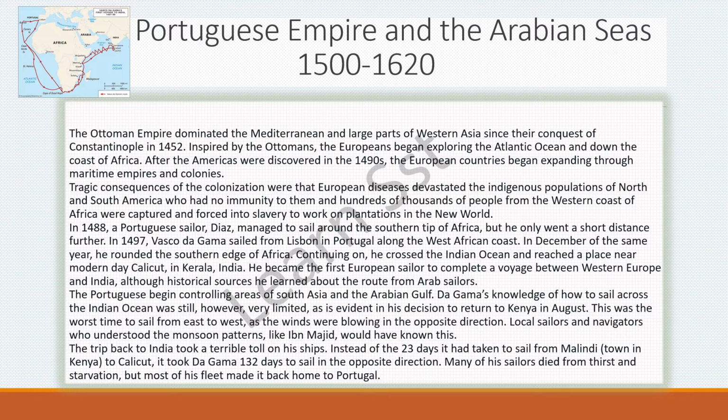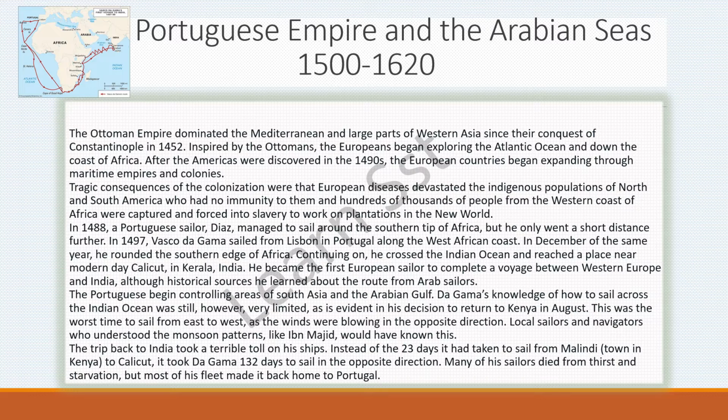And the next thing is, in 1488, a Portuguese sailor, Dias, managed to sail around the southern tip of Africa, but he only went a short distance further. He came right up to the southernmost tip, the Cape of Good Hope, but did not move a little further toward the east, otherwise he would have discovered it. So the credit goes to Vasco da Gama.